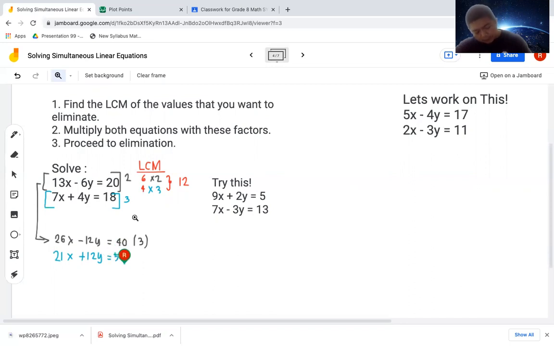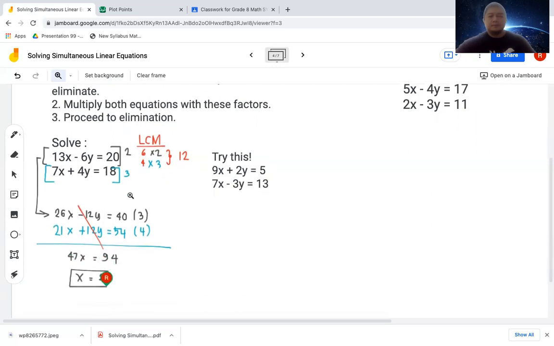Okay, and we can say that this is your equation number 4. As you can see now, we can eliminate these y's, giving us an answer of 47x is equivalent to 94. And as you can see, if we simplify this, the x will now be equivalent to 2.